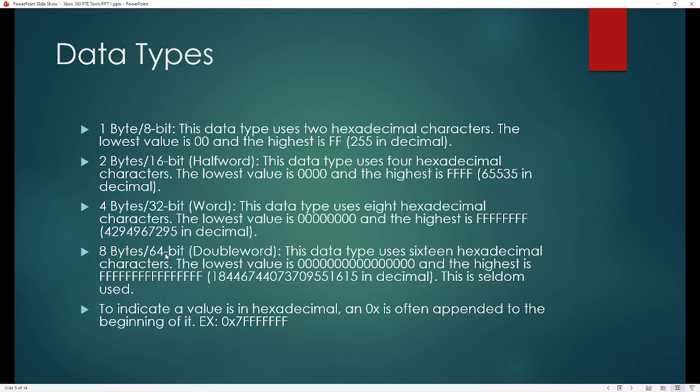Then there's 8 bytes / 64 bits, also known as a double word. This data type uses 16 hexadecimal characters. Lowest value is all zeros, highest is all Fs, and I'm not even going to try reading off what that number is. And if it makes you feel any better, this is almost never used. I've never seen this on an Xbox 360 game. I have seen this maybe once or twice on a Wii game, but that was about it.